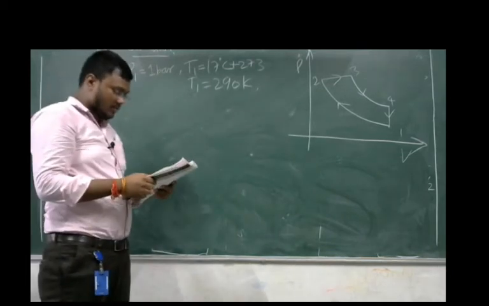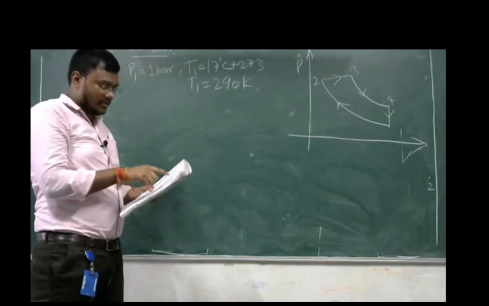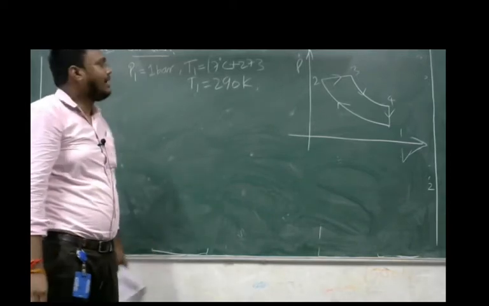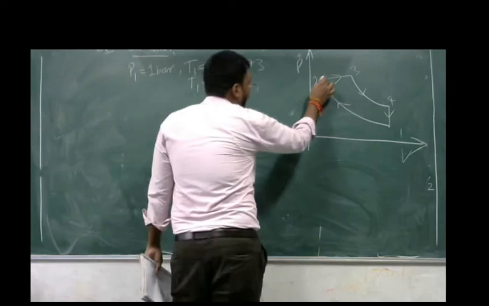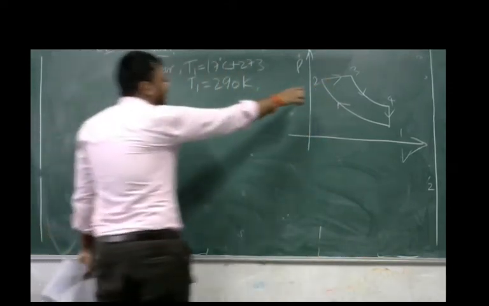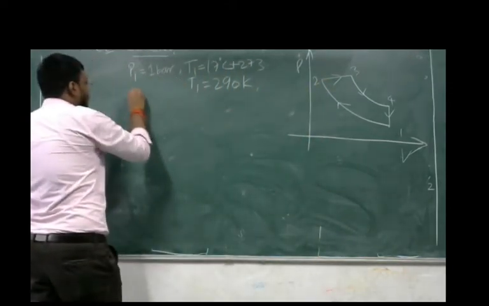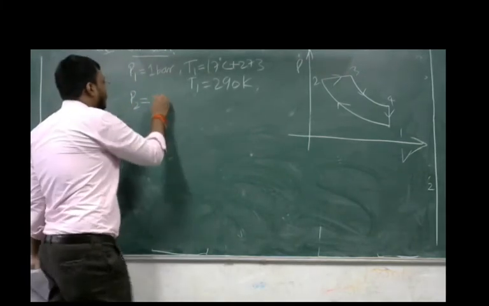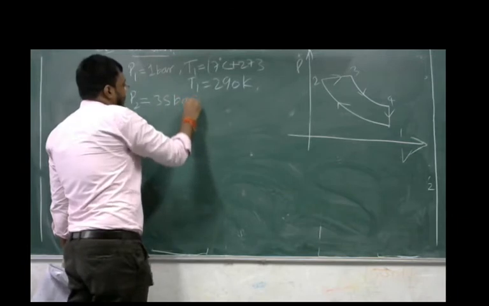Now the next data given in the question is that the pressure at the end of adiabatic compression is 35 bar. So at the end of compression the pressure is given, meaning at point 2 the pressure is given. So P2 is given in the question. P2 equals 35 bar. This is given in the question.